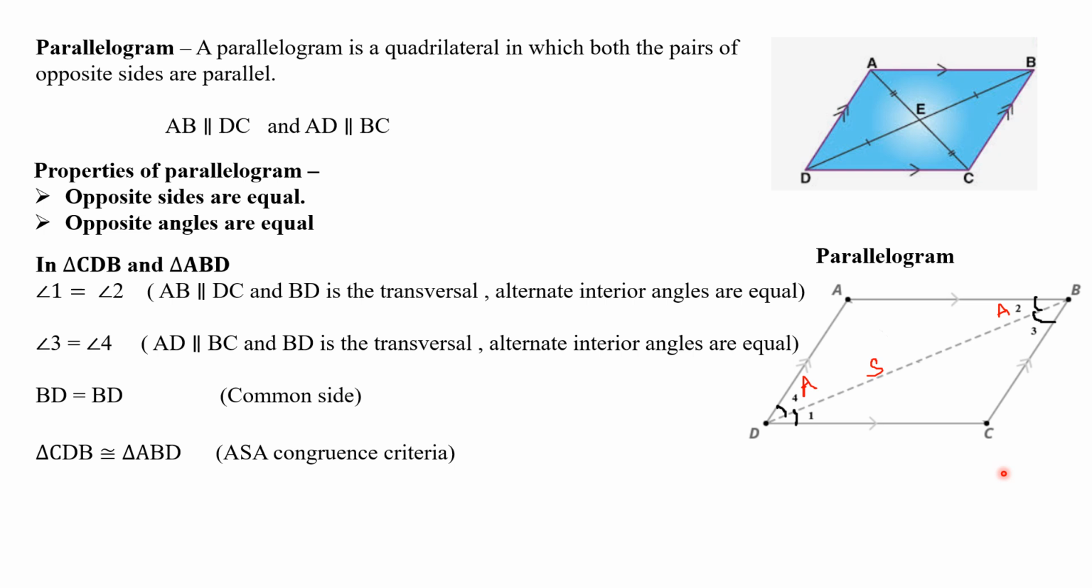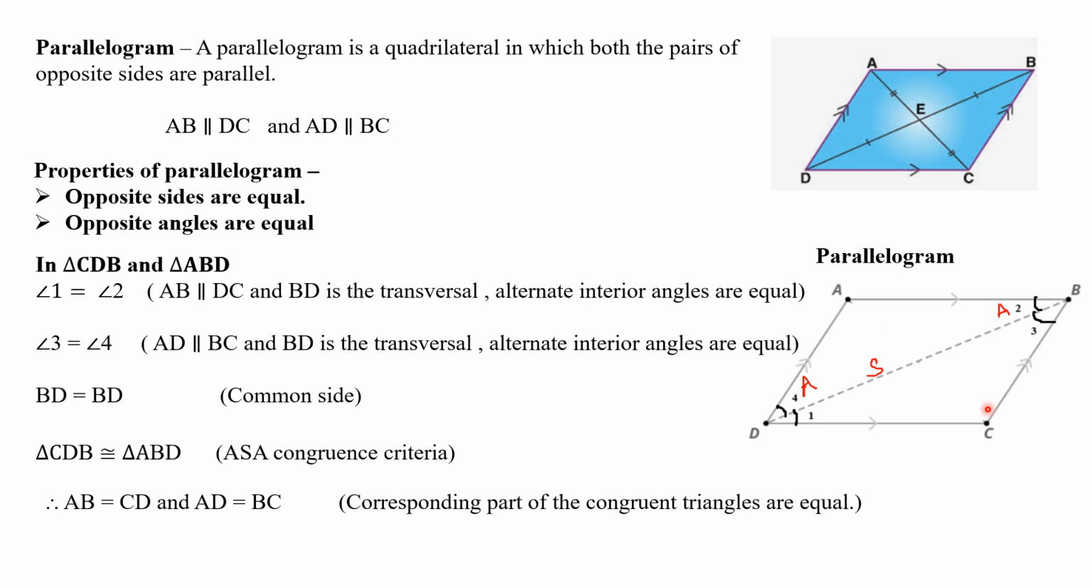Now the corresponding angles. If I see triangle ABD and CDB, angle A corresponds to angle C, so they will also be equal. Similarly, angle B will also become equal to angle D. And the reason will be corresponding parts of the congruent triangles are equal. In short, we can say by using CPCT.